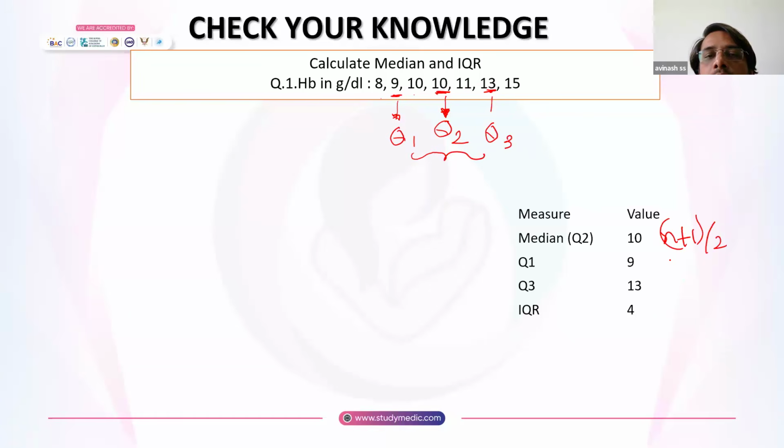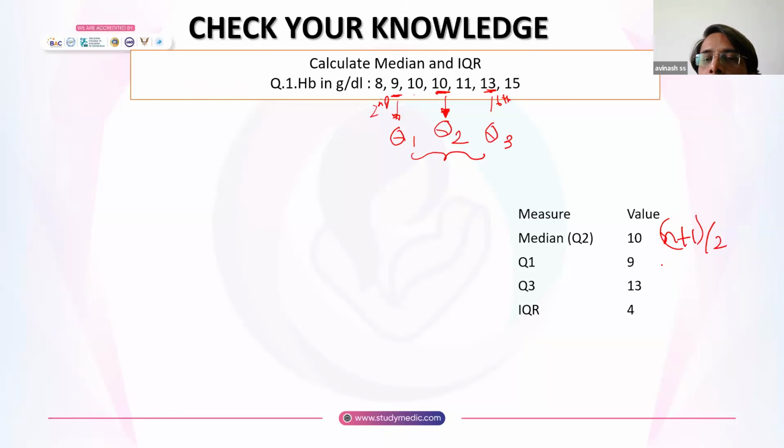So if n is 1, 2, 3, 4, 5, 6, 7, plus 1 by 4 is the second value. Okay. Similarly, n plus 1 into 3/4 the value is the sixth value. Okay. Like that also the formula can be used. That is used only when we have the highest number of data sets. So the simplest way is what we have now discussed.